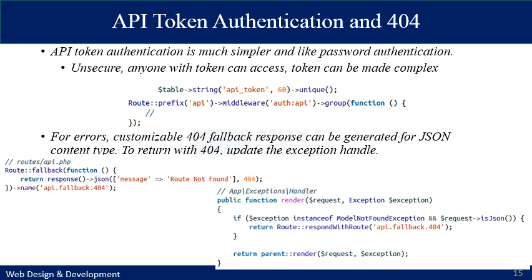In the exception handler, you have to change the render object as specified in the exception handler lecture, and you only have to return the route of api.fallback.404. You have to specify this route in the routes/api.php file, and whenever the fallback route is encountered, a response is generated with the message route not found.